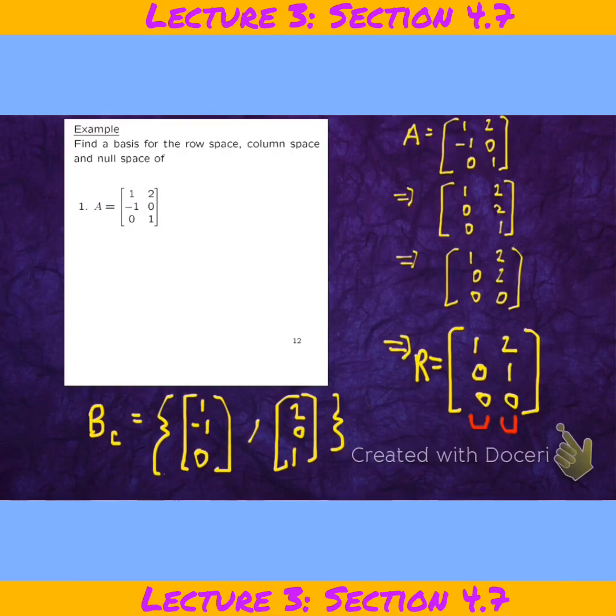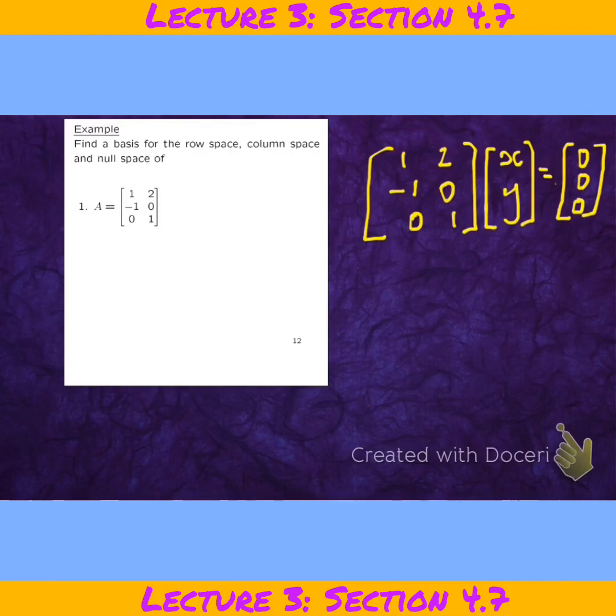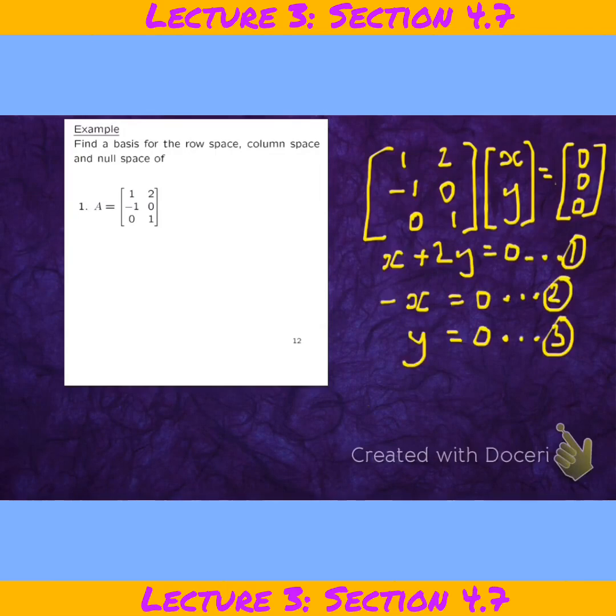for my null space, we need to find the null space first. There we set up our matrix equation, and from that we can set up 3 equations that we can solve. There we get our 3 equations, and from there we get the null space, which only contains the 0 vector. So it follows that the null space has 0 dimension, so it doesn't have a basis.